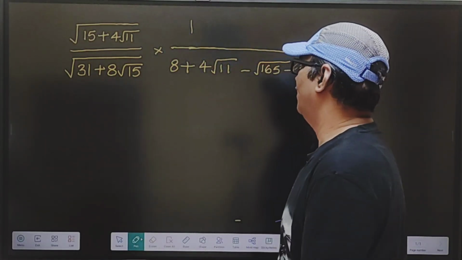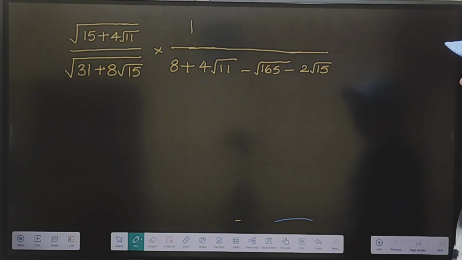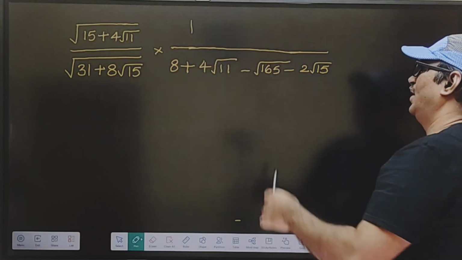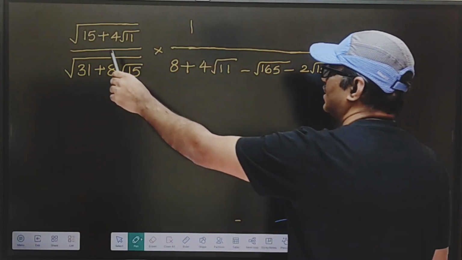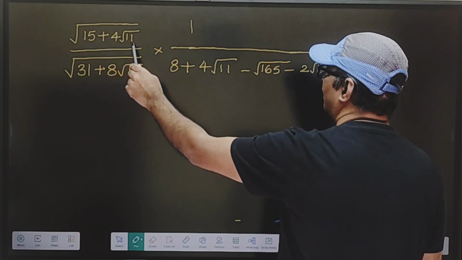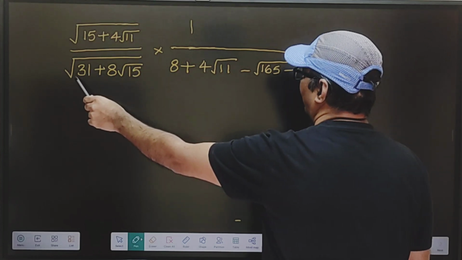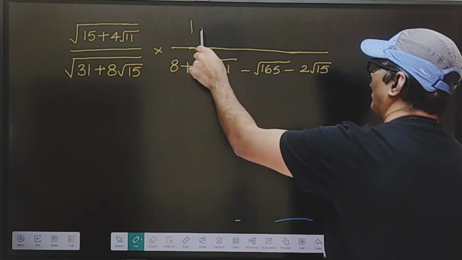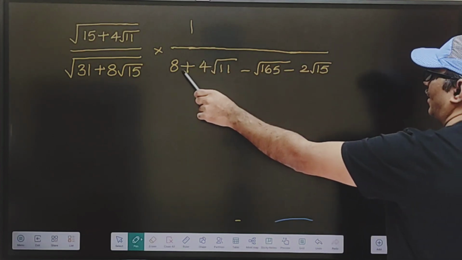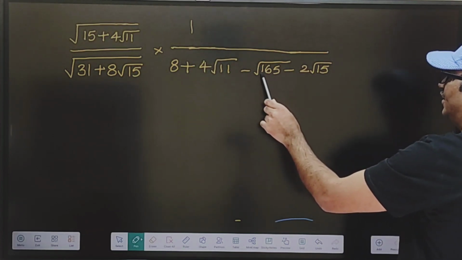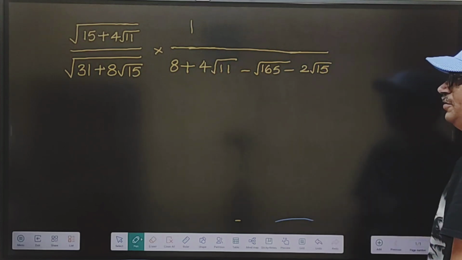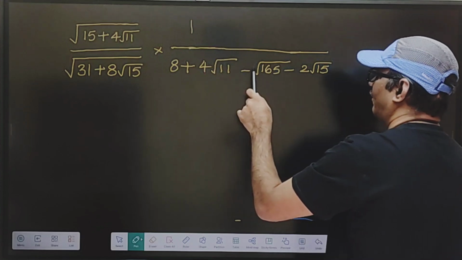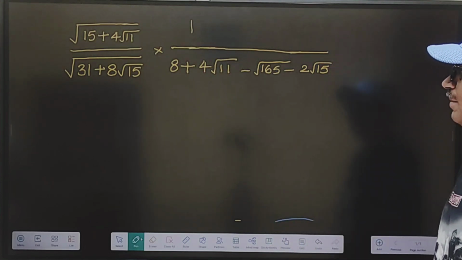Let us look at this problem related to 9th grade. We have been given to simplify this particular expression. We have square root of 15 plus 4 into square root of 11 divided by square root of 31 plus 8 into root 15, into 1 divided by 8 plus 4 root 11 minus root 165 minus 2 root 15. Now we have to do this separately and we have to do this separately and we have to combine them.